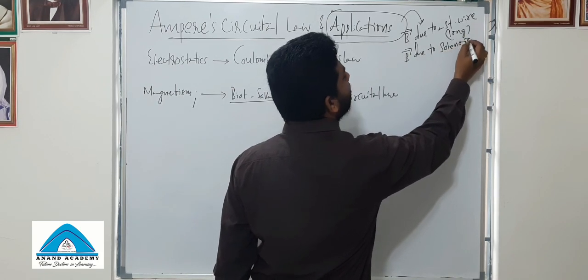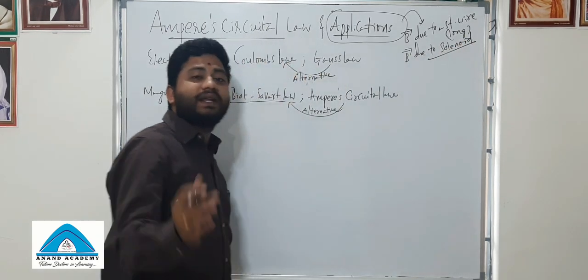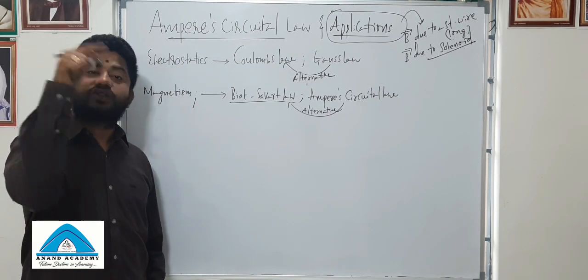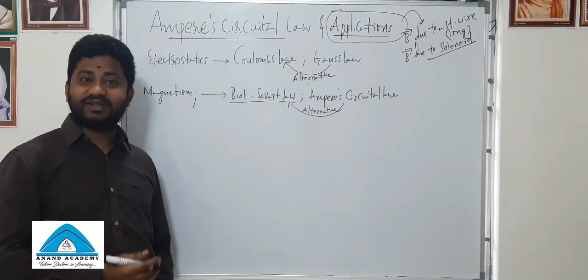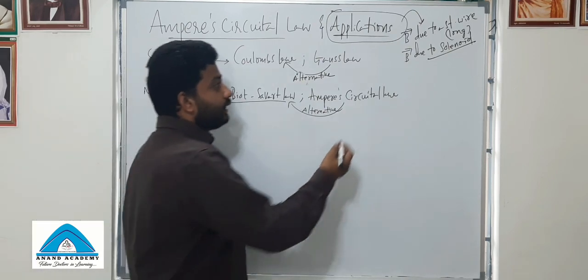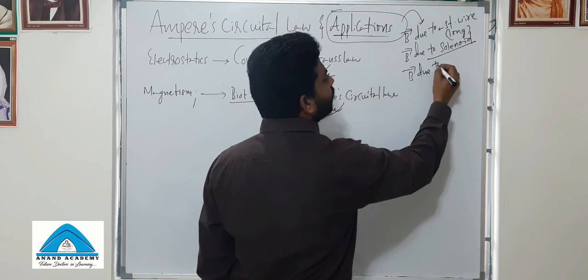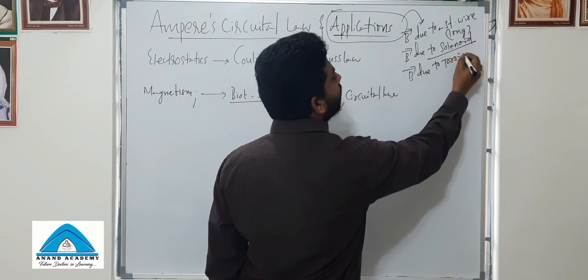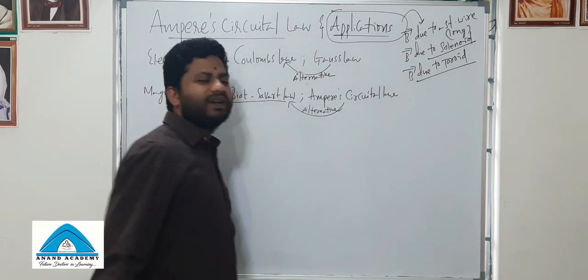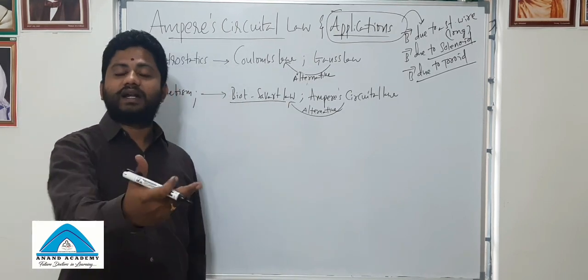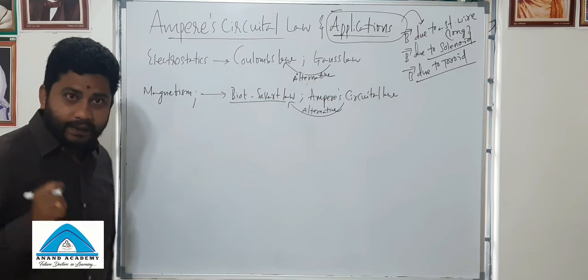Now the second application is the magnetic field due to a solenoid. In your 9th or 10th standard, you might have learned or heard about a solenoid. So the magnetic field due to the solenoid also we will be discussing here. And the third application is the magnetic field due to a toroid. Due to the toroid also we will be discussing. There is a close relation between solenoid and toroid. That also we will be discussing today.